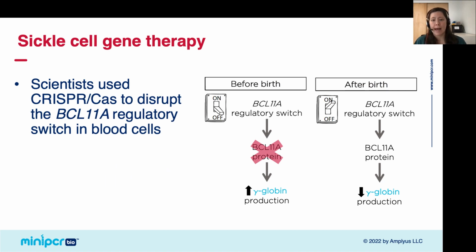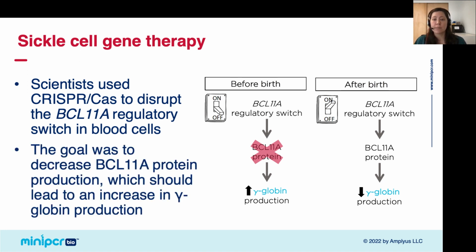Scientists use CRISPR-Cas to disrupt the BCL11A regulatory switch in blood cells. They hoped that this would decrease BCL11A protein, which should allow gamma globin protein production.